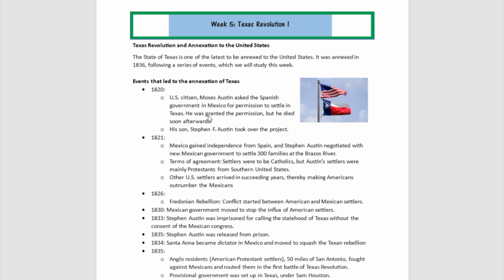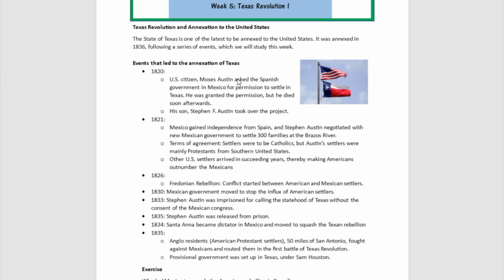So in 1820, a U.S. citizen named Moses Austin asked the Spanish government in Mexico for permission to settle in Texas. And he was granted that permission, but he died soon afterwards because of a disease. And then his son, Stephen F. Austin, took over that settlement project.